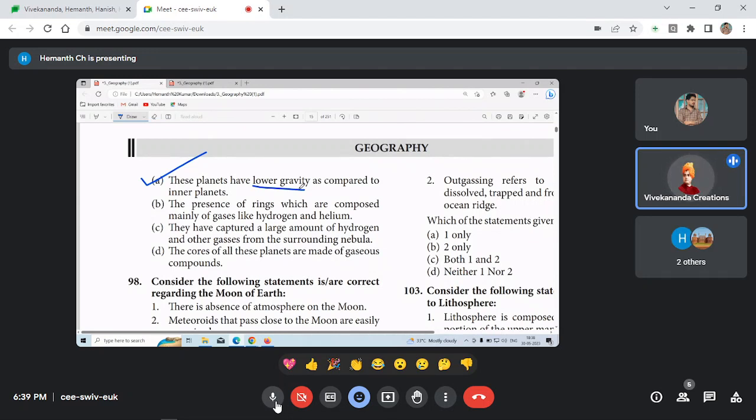The presence of rings which are composed mainly of gases like hydrogen and helium. They have captured a large amount of hydrogen and other gases from the surrounding nebula. The core of all these planets is made of gaseous components.